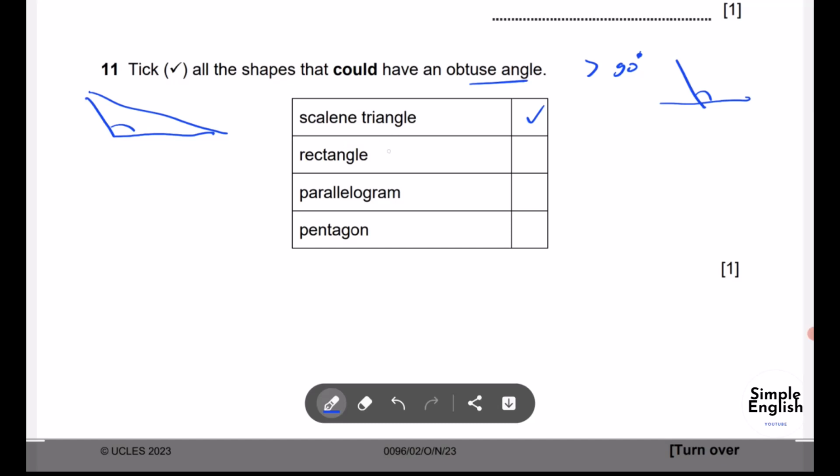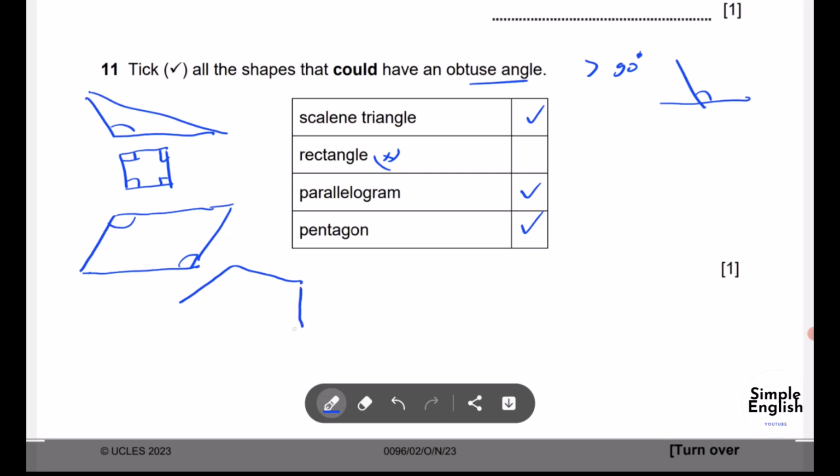Rectangle, no, right? Now this is no, because the rectangle has 4 right angles, here. Parallelogram, yes, right? Parallelogram like this. This one may be greater than 90 degrees. Pentagon, yeah, correct, right? Pentagon like this, you can see. Sometimes like this, right?